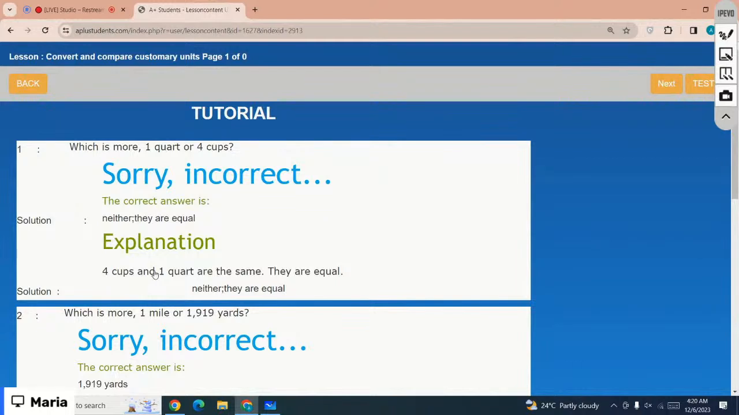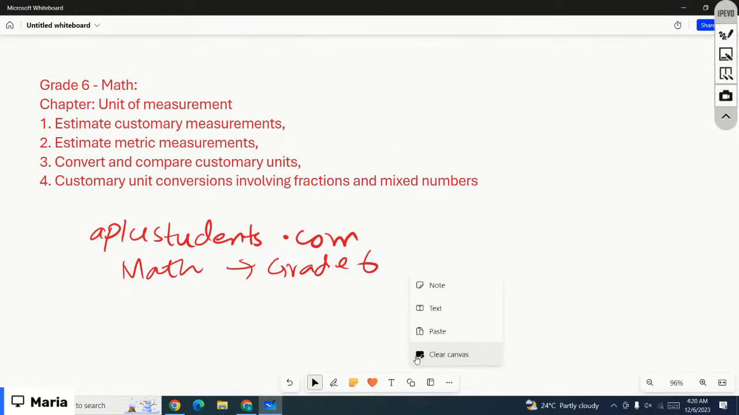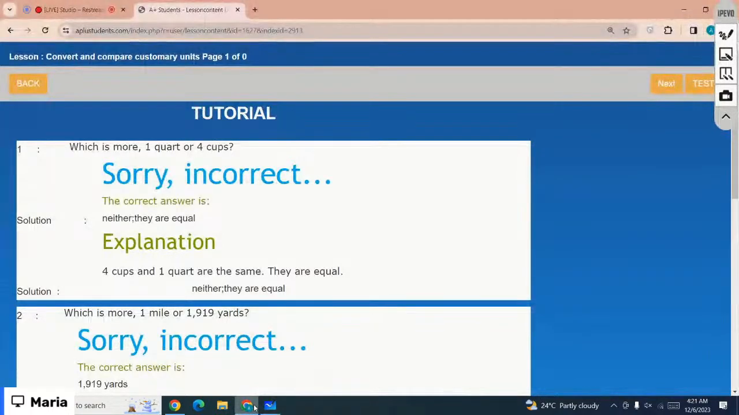1 quart or 4 cups. Before you convert these values, you need to learn the basic conversions, right? I'm going to write down the basic conversions on the board. You can note them down, right? So 1 quart equals 4 cups, right? The question is which is more, 1 quart or 4 cups? They both are exactly equal, right? Because in 1 quart you have 4 cups.